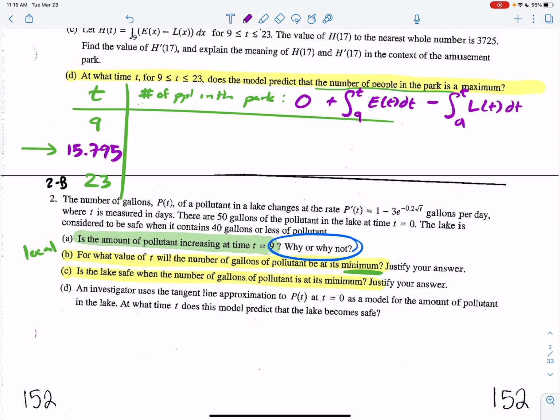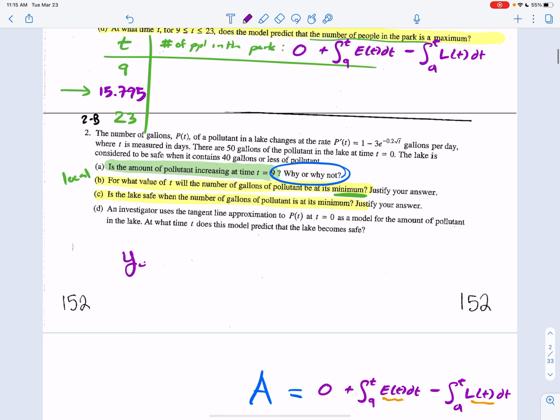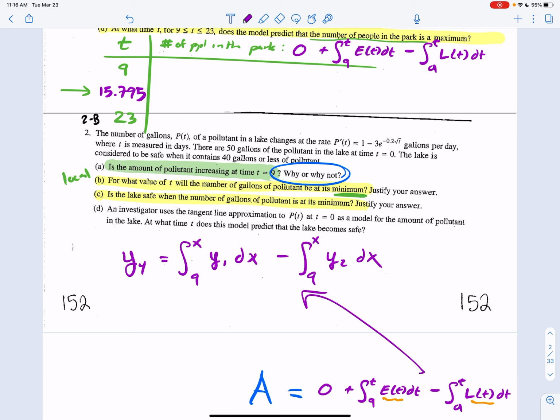So you could do this in many different ways. Make a table, okay? So maybe make y4 represent the integral from 9 to, on your calculator, you put x of y1 dx minus the integral of 9 to x of y2 dx. I'm just typing this out on our calculator, okay?